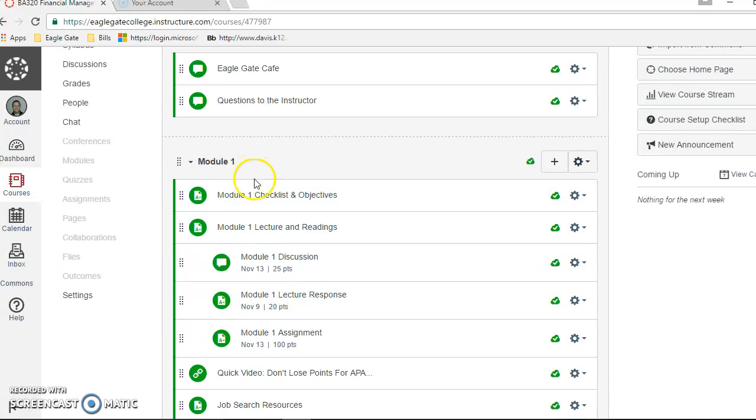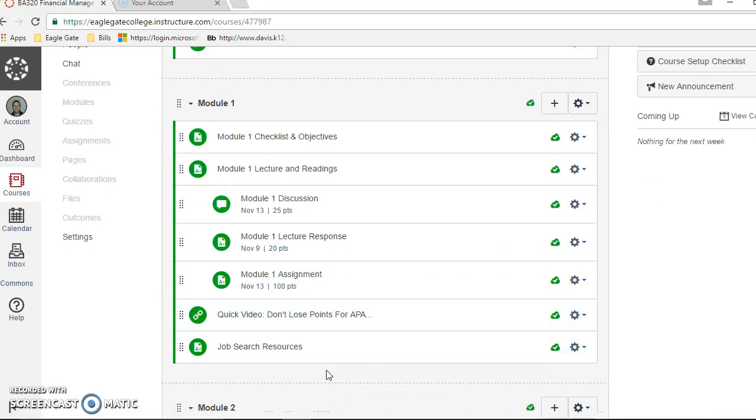On Module 1, you're going to have your checklist and objectives. That is what is due this week, what you need to go over. Then you're going to have your lectures and your readings. These are the things that you're going to need to read and study for the week. You'll have your first discussion, your lecture response, and then your assignment. And then you'll have APA formatting tips here, and then a job search resource that the school is providing for you. So let's start with the discussion question.